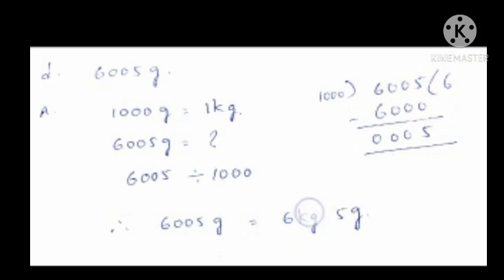Therefore, 6005 grams is equal to, the coefficient is how much children? 6. The coefficient we will write as kg. So 6 kilogram and 5 grams. The remainder we will write as grams. 6 kilogram, 5 grams.